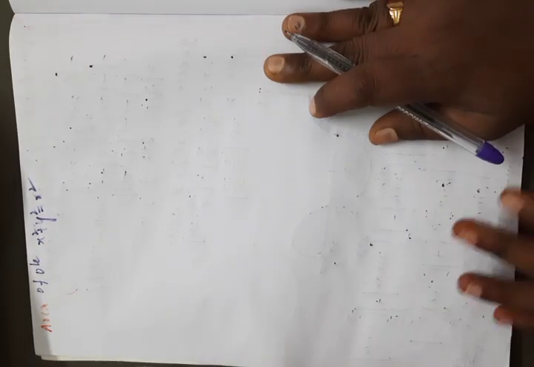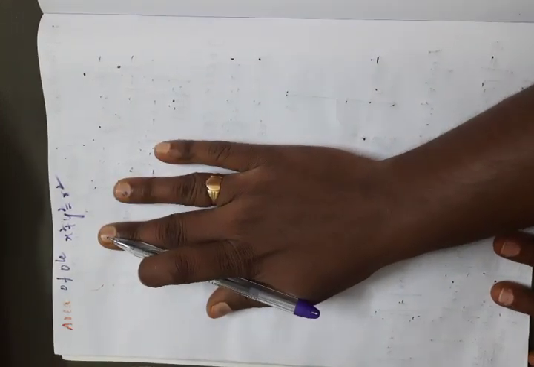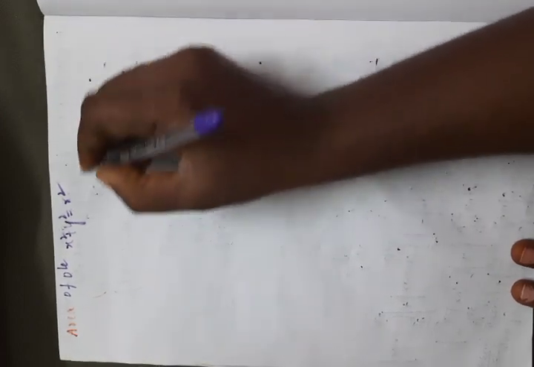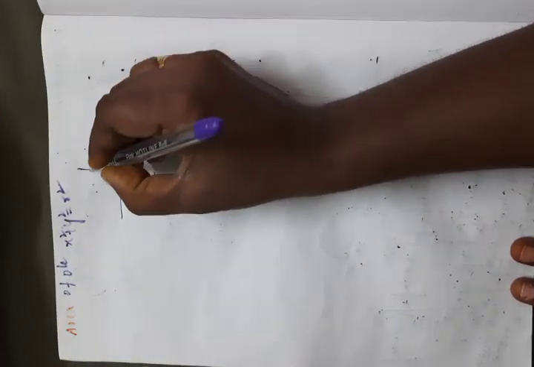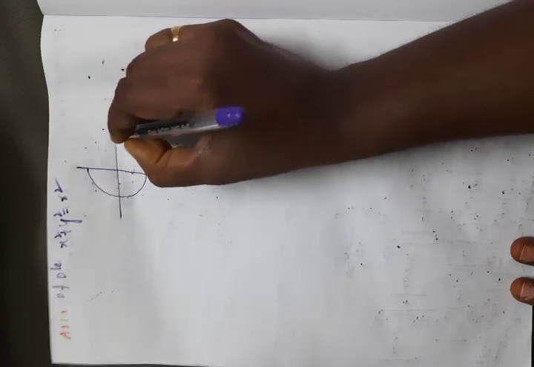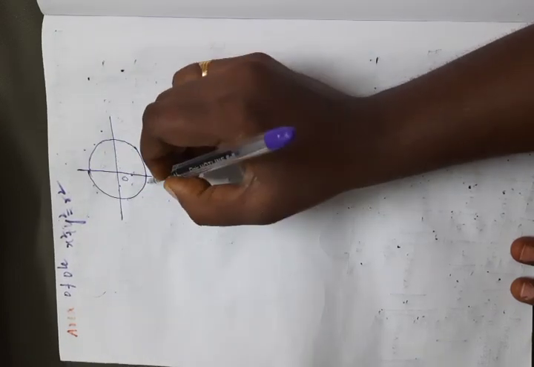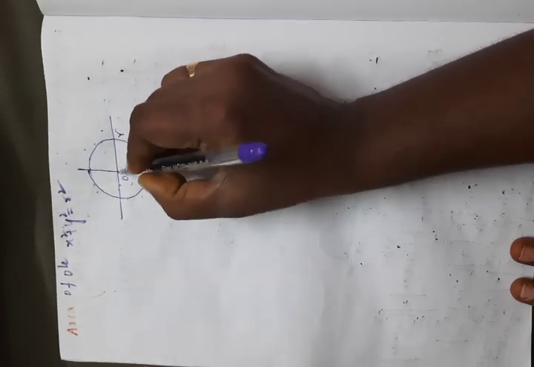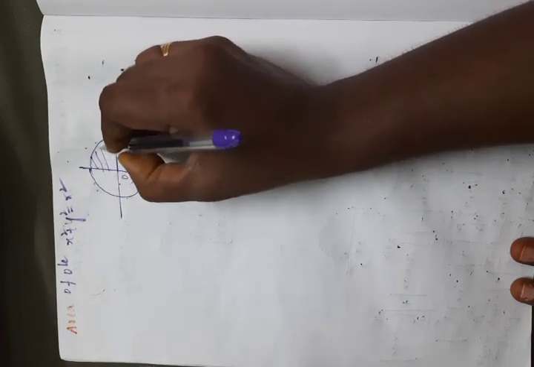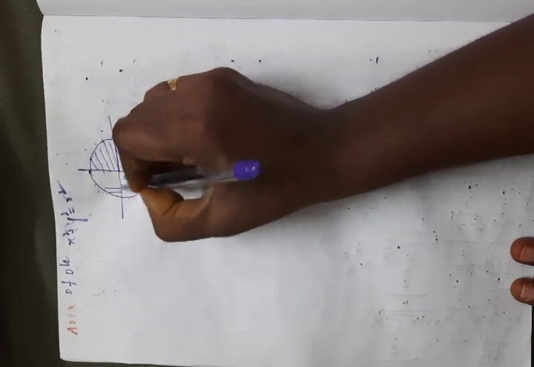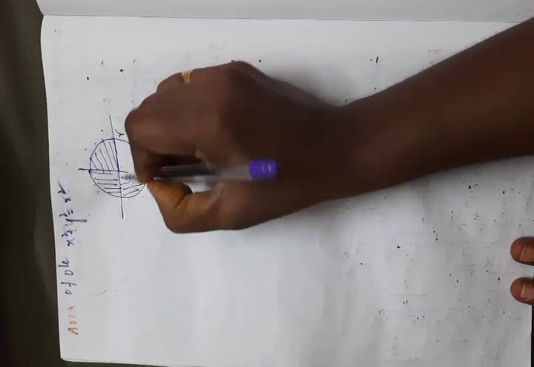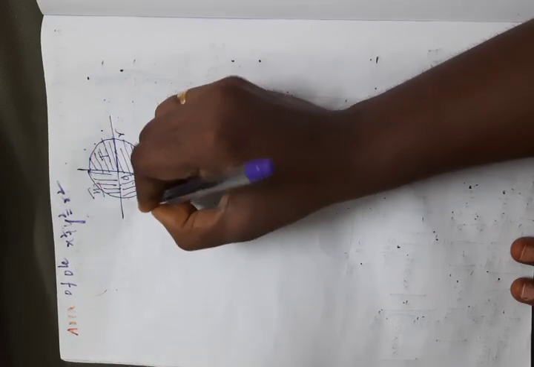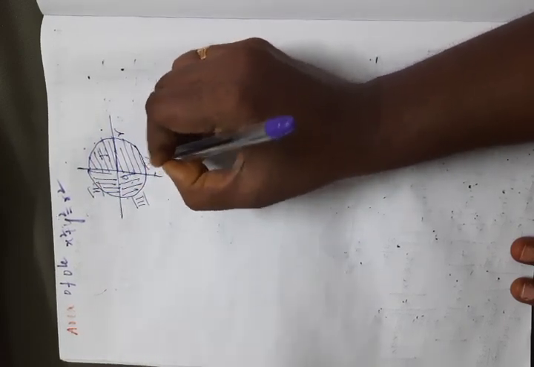So next question is find the area of the circle x square plus y square is equal to r square. So taking the center of the circle at the origin, this is origin, the center of the circle, and this is radius of the circle r. So this is the required area of first part, this is second part, this is third part, this is fourth part. Every part is same.